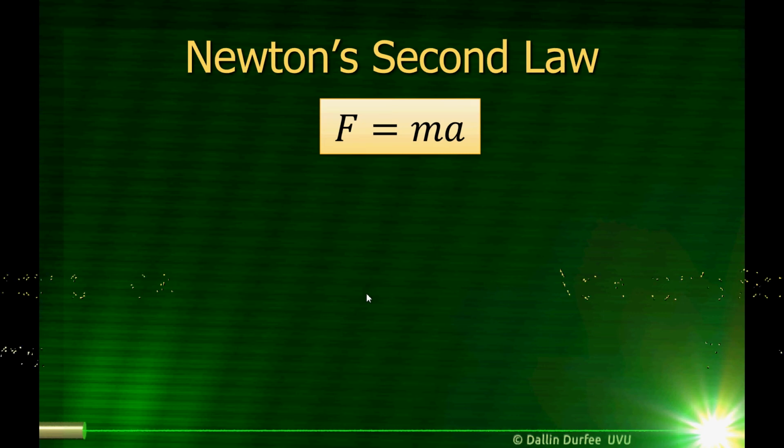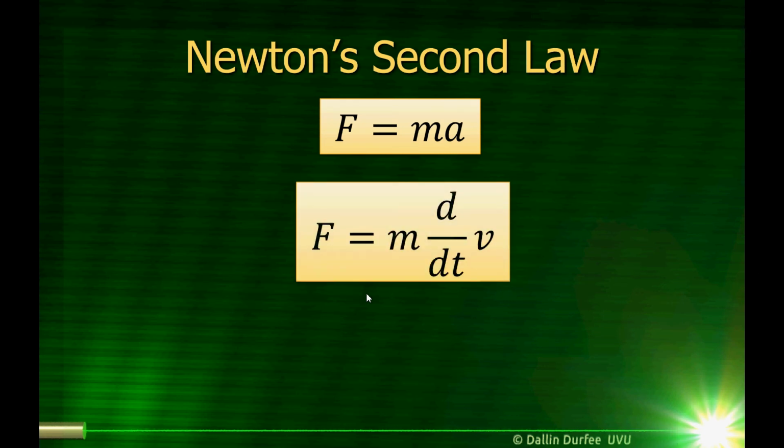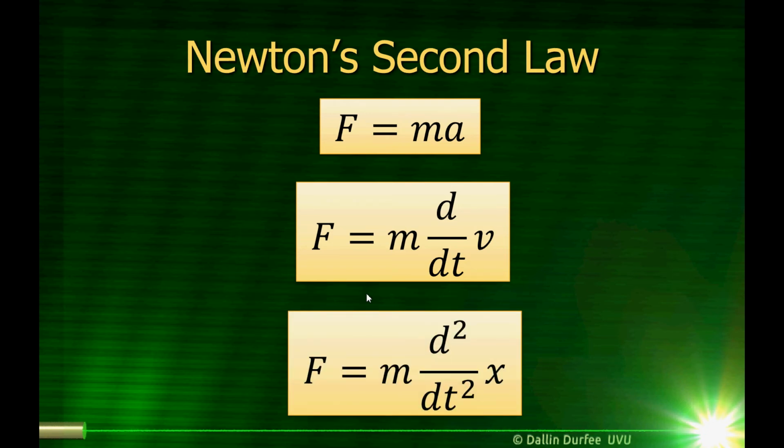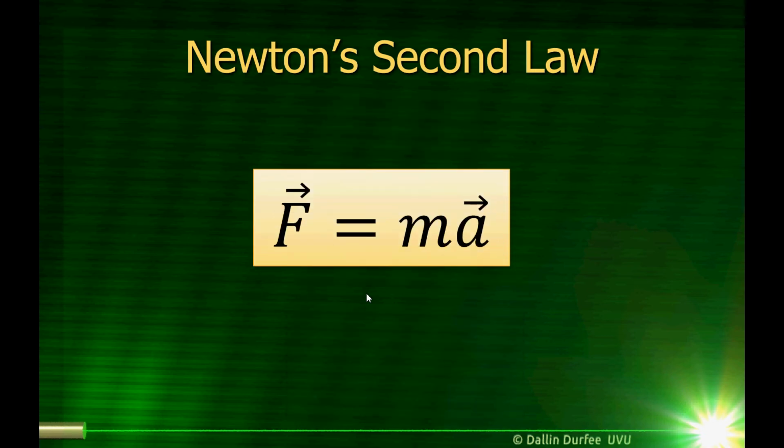All right? Now, of course, acceleration is the derivative of velocity with respect to time, and velocity is the derivative of position with respect to time, so that means that force is mass times the second derivative of position with respect to time. All right? Now, if the forces are vectors, that's okay, because acceleration is also a vector. So we can write the vector version of Newton's second law as such.